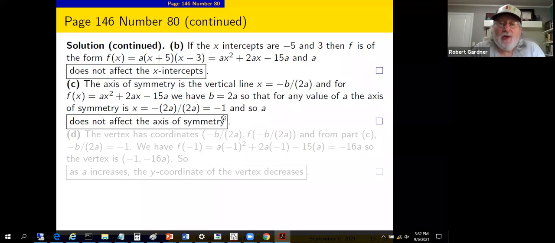So regardless of what a is, the a divides out here, as long as it's not 0. Regardless of what a is, we always get an axis of symmetry of -1. It's independent of this parameter a. How does a affect the axis of symmetry? It doesn't affect the axis of symmetry. The axis of symmetry is always -1, regardless of what a is. Just as in part B, the intercepts are always -5 and 3, regardless of what a is.